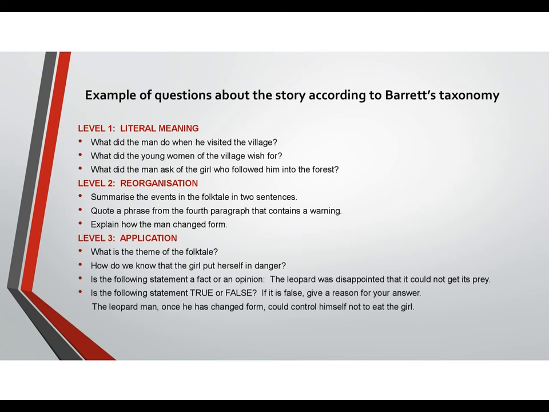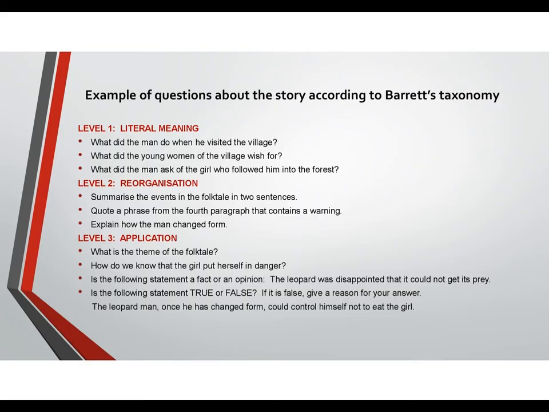Level 2. Reorganization. Summarize the events in the folk tale in 2 sentences. Quote a phrase from the 4th paragraph that contains a warning. Explain how the man changed form. Level 3. Application. What is the theme of the folk tale? How do we know that the girl put herself in danger?